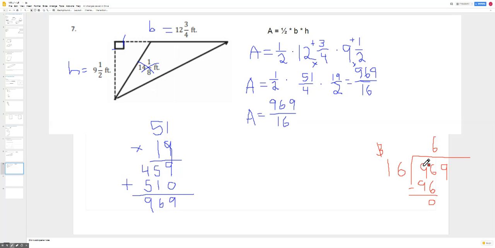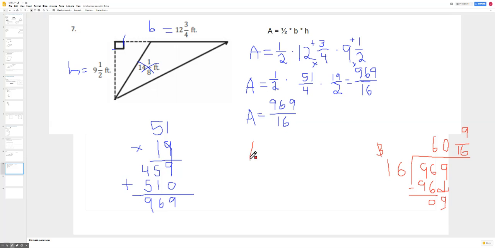I'm done with this 3, so I cross it out. Now bring down this 9. The question is, can 16 go into 9? And the answer is no, it can't. So we have to put something up here. Since it doesn't work, we simply put a 0. And now we have our mixed number. Remember, we don't want to keep going on and on forever. When you're done with the whole number given to you, the remainder goes up top, and the 16, the bottom, stays the same.